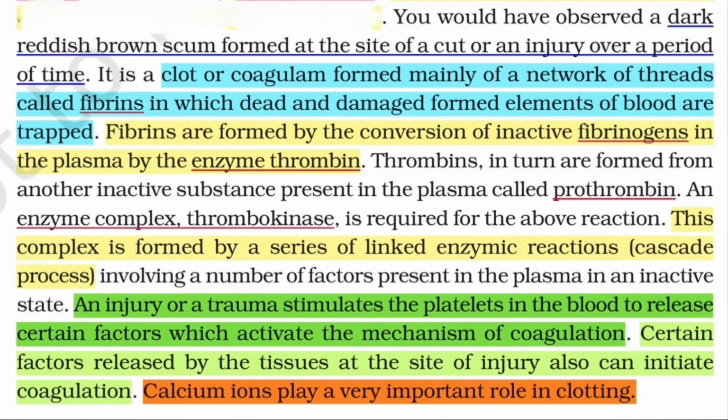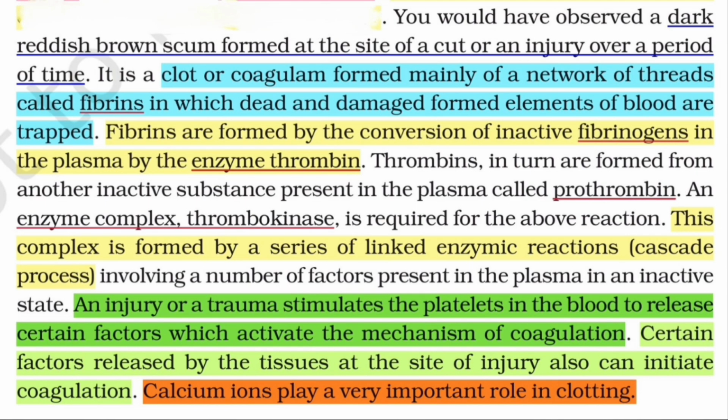You would have observed a dark reddish-brown scum formed at the site of a cut or an injury over a period of time. It is a clot or coagulum formed mainly of a network of threads called fibrins in which dead and damaged formed elements of blood are trapped. Fibrins are formed by the conversion of inactive fibrinogens in the plasma by the enzyme thrombin. Thrombins, in turn, are formed from another inactive substance present in the plasma called prothrombin.